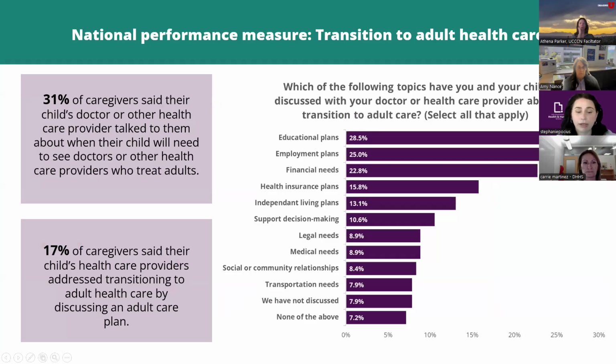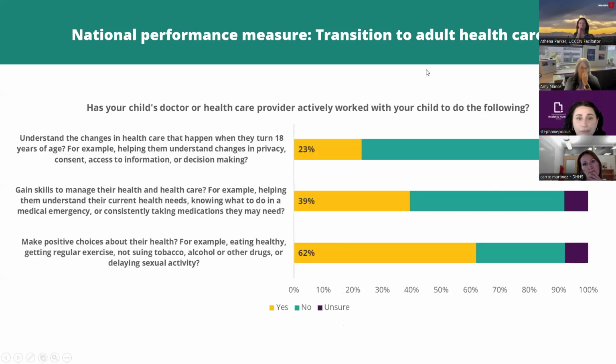Only 31% of caregivers have discussed transition to adult healthcare plans with their child's provider, and only 17% indicated that their child's healthcare providers have discussed an adult healthcare plan. And what we found very interesting was that among the 31% that did indicate they've discussed a transition healthcare plan with their child's provider, the topics discussed were actually geared more towards educational, employment, and financial plans, and not necessarily medical care plans. Similarly, less than 40% of caregivers were aware that their child's healthcare provider discussed changes in healthcare plans or discussed gaining skills to manage their health and healthcare independently.